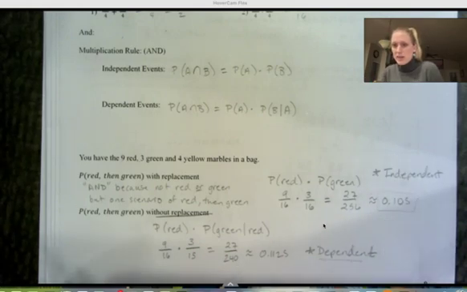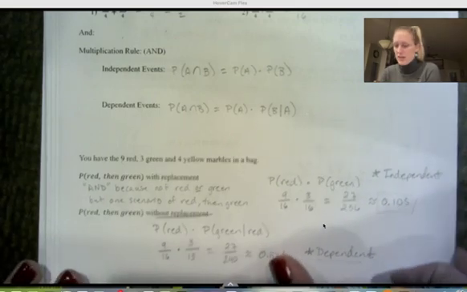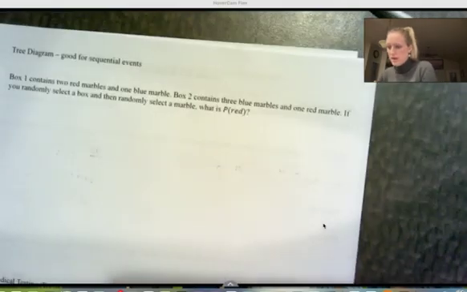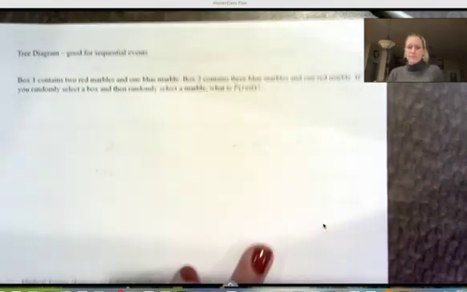Here I put the marble back in. The probability of drawing one color over the other does not affect anything. Okay, sorry, wrong one. Okay, tree diagram.